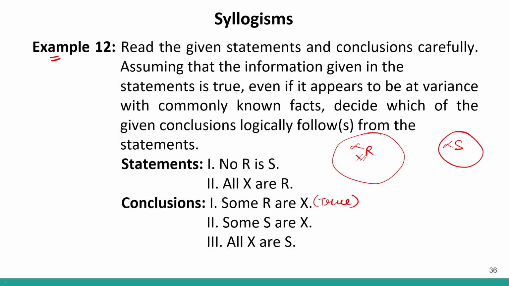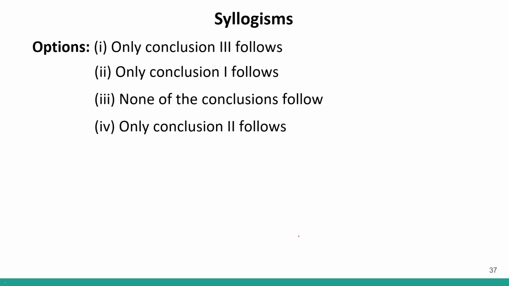Second one says some S are X. No, because X is inside R, and R and S cannot overlap. So this is false. Third one says all X are S. Definitely false. So only conclusion number 1 is true, but conclusions number 2 and 3 are not true. If I look at the options, option number 2 says that only conclusion 1 follows. So this will be my answer.